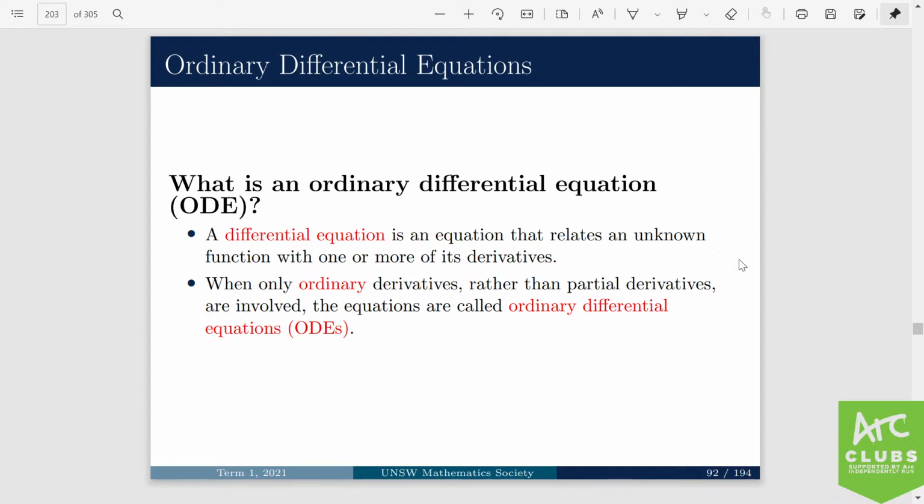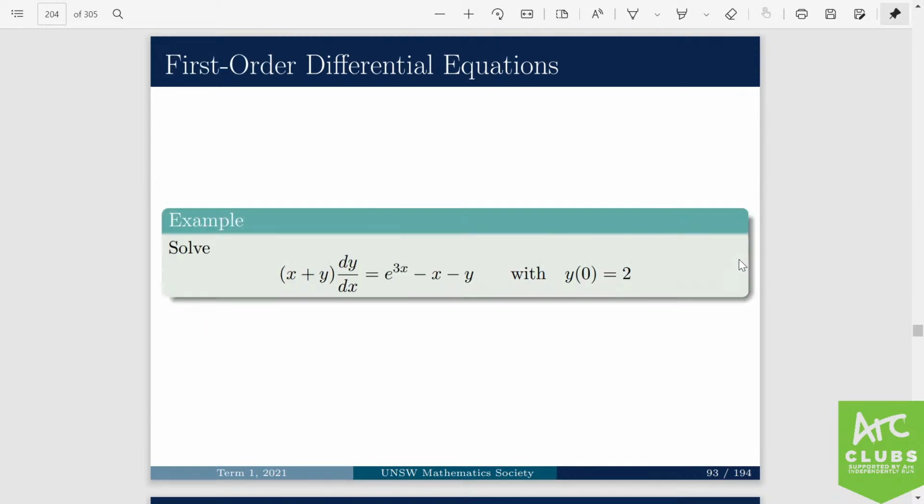So what is an ordinary differential equation? Well, obviously it's a differential equation. We all know what those are. So it's ordinary because there's no partial derivatives. We're talking about regular derivatives here, or ordinary. So we're going to start off with this first question, which shouldn't be too difficult. It should be pretty standard.